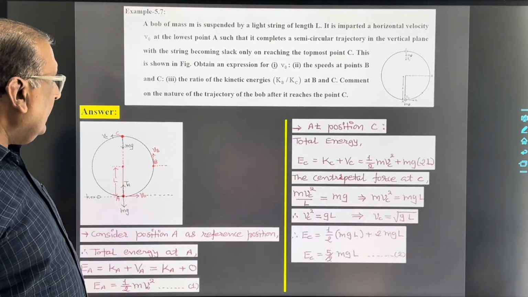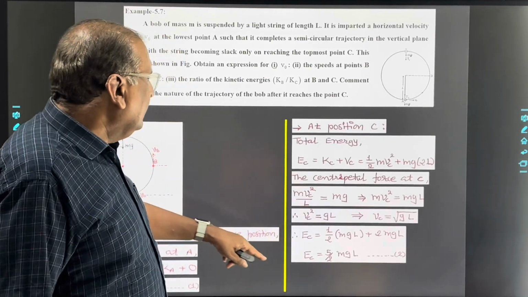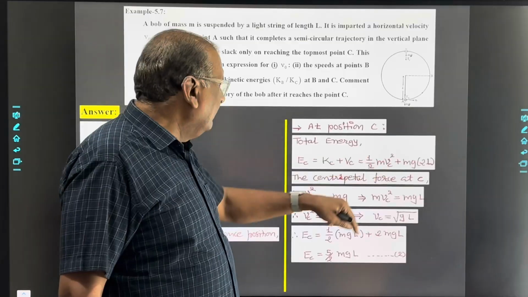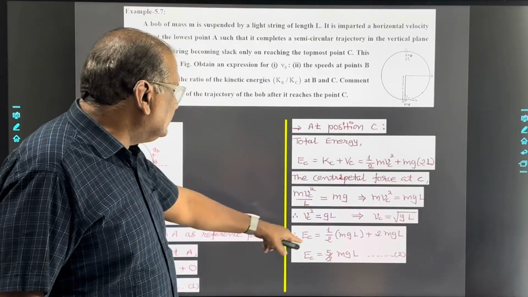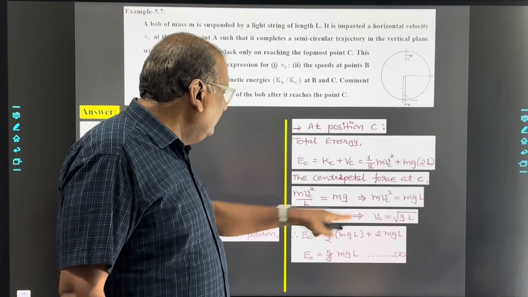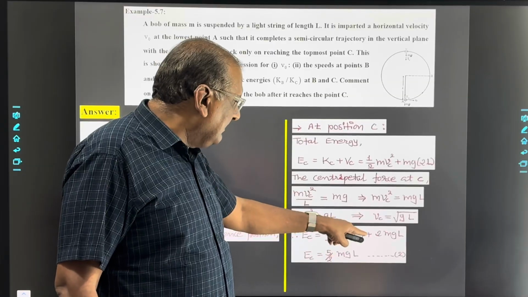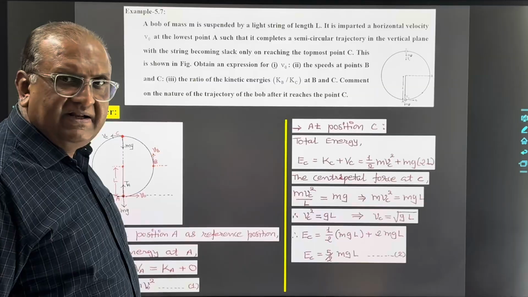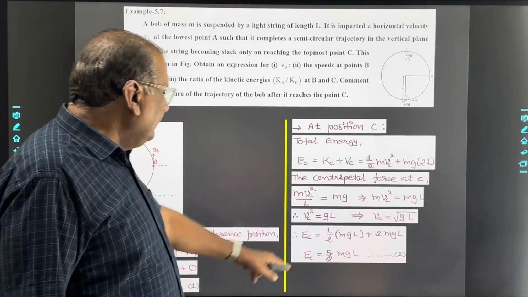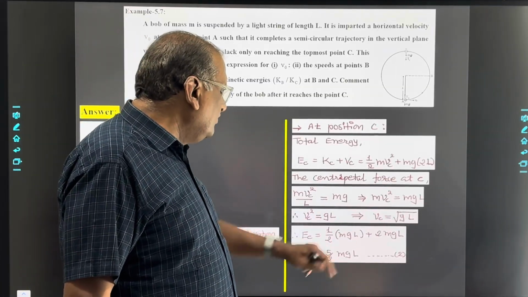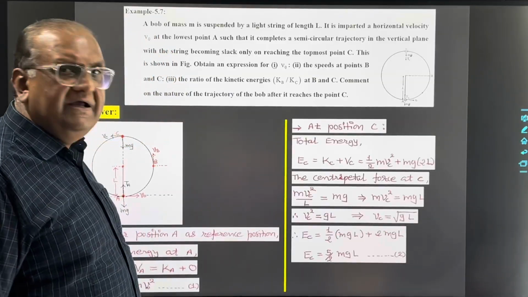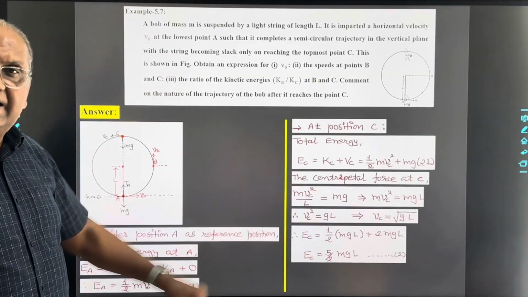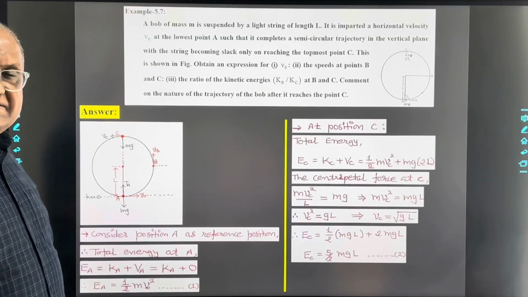Now if we substitute this value of vc square, that is gL, we can write EC equal to half m vc square, that is half mgL, plus 2mgL, which is already there. So EC equals 5 by 2 mgL. This is equation number 2, and this is the total energy at point C.